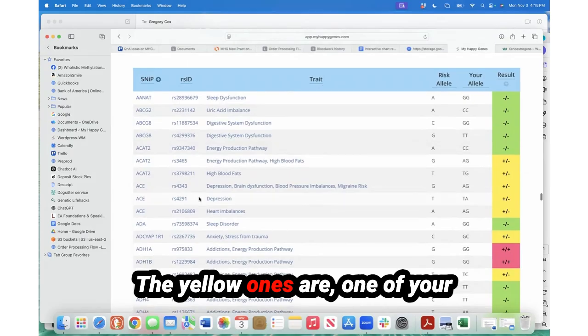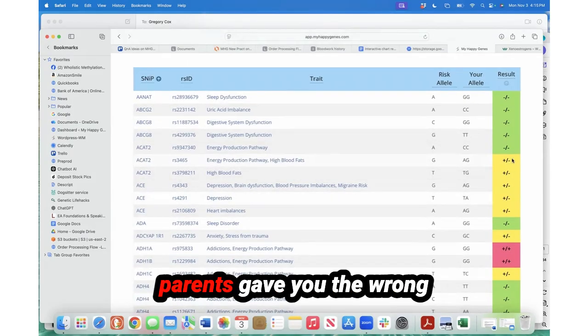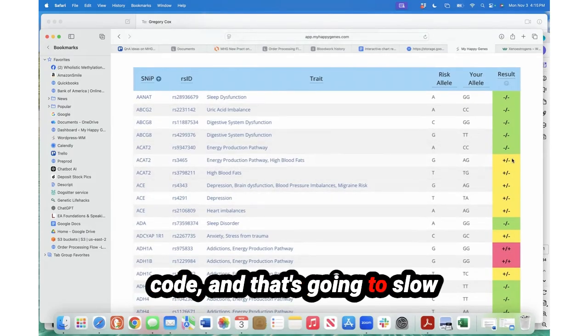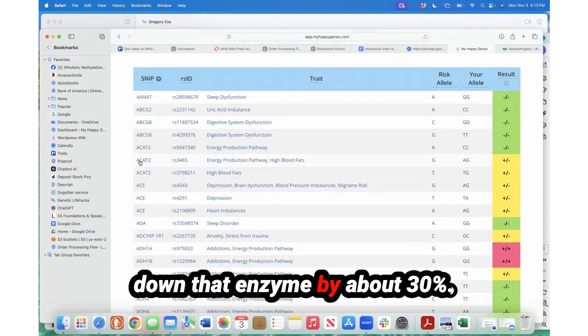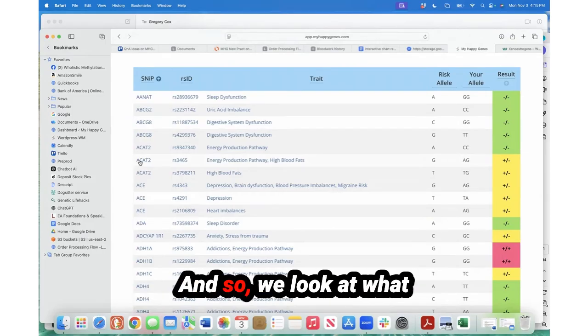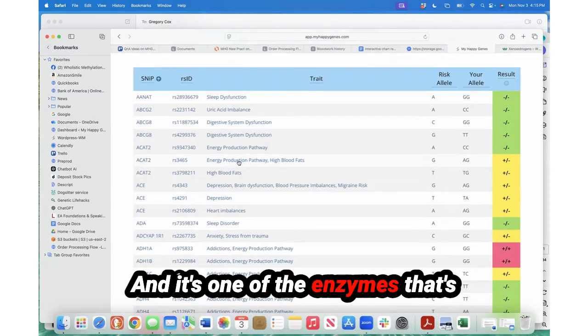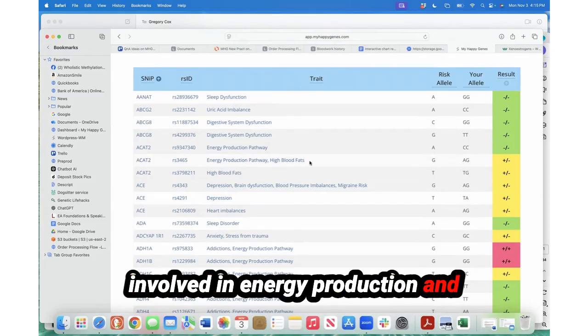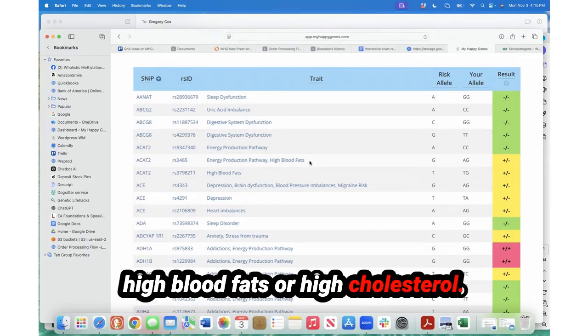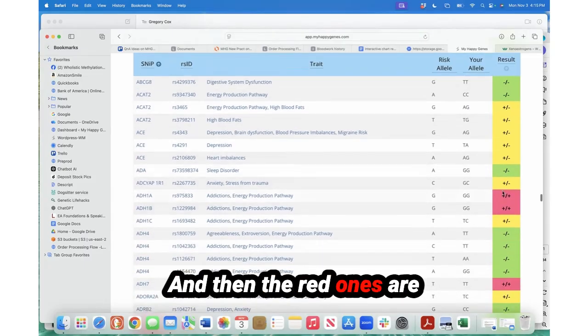The yellow ones are one of your parents gave you the wrong code, and that's going to slow down that enzyme by about 30%. And so we look at what does that enzyme do? How does it work? And it's one of the enzymes that's involved in energy production and high blood fats or high cholesterol. And then the red ones are the ones where both parents gave you the wrong code.